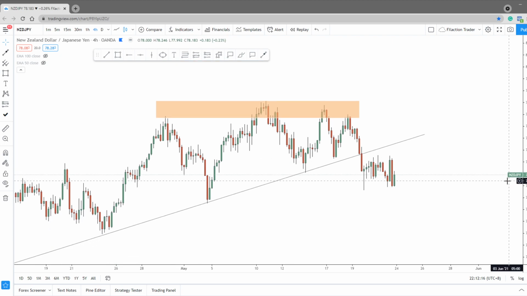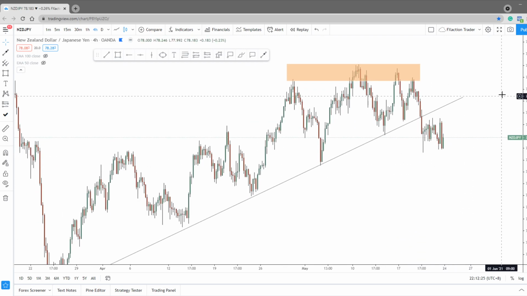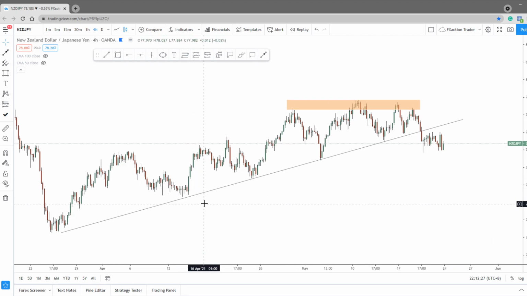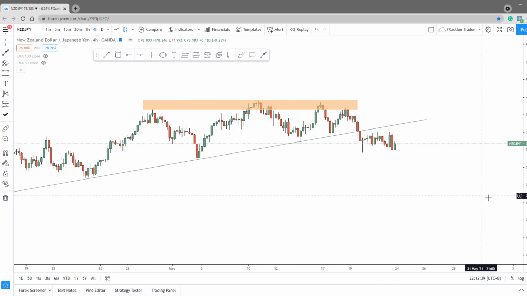The similar structure that we have seen on AJ is quite similar to what we have seen now on the New Zealand JPY. So first thing, market has broken this uptrend structure. Previously market was in a very strong uptrend, and then market went into a ranging structure, and now this entire uptrend structure has been broken.